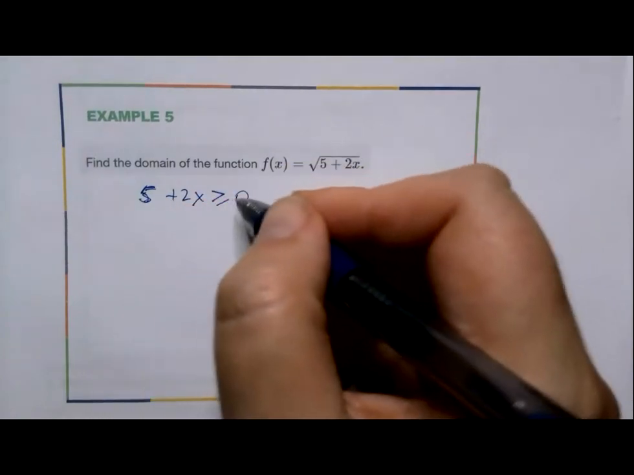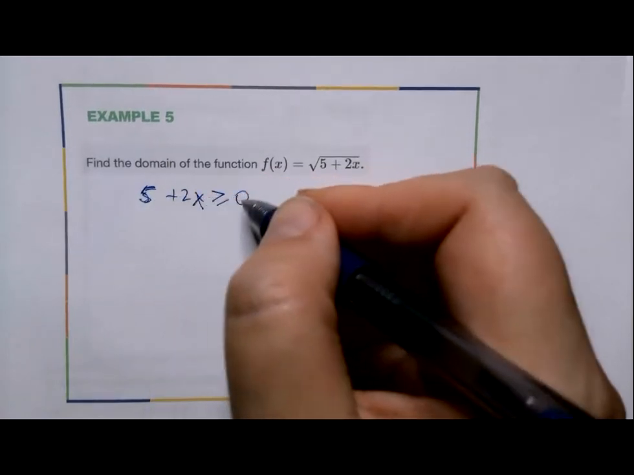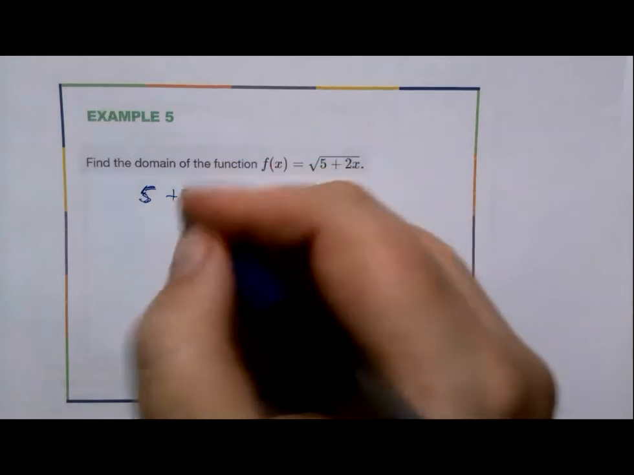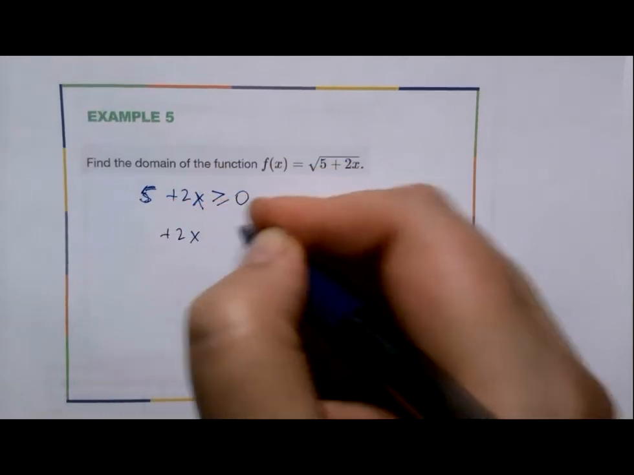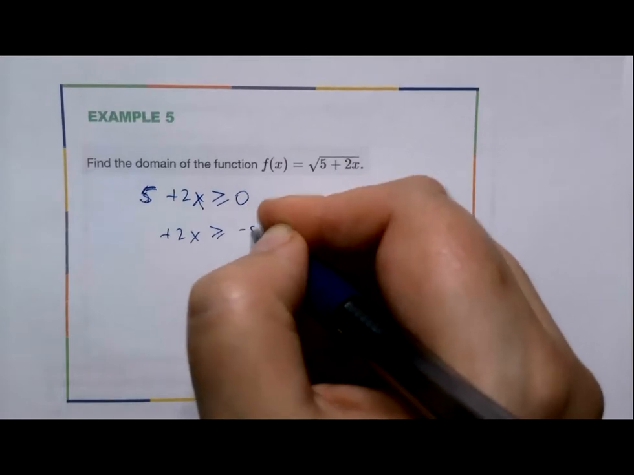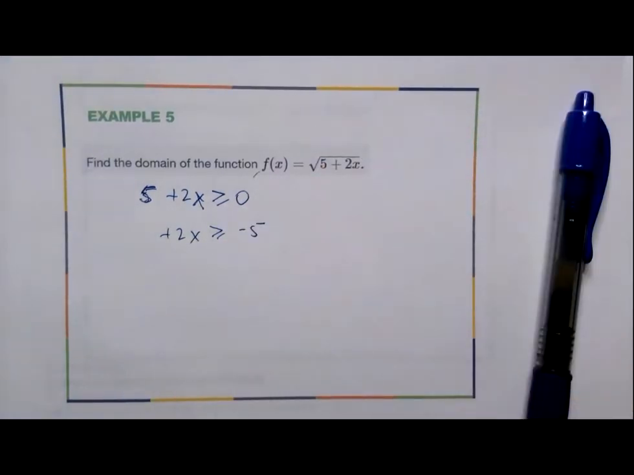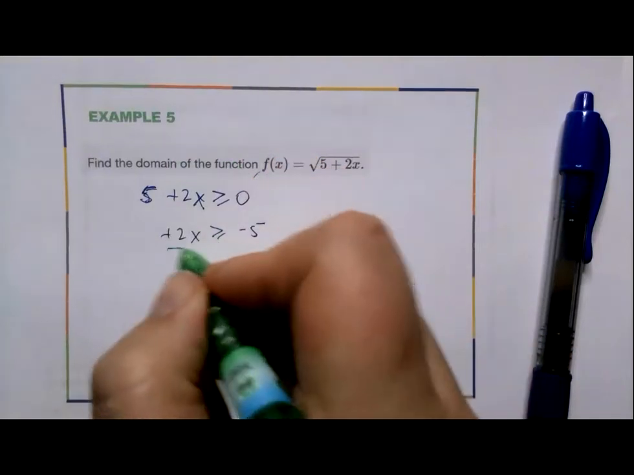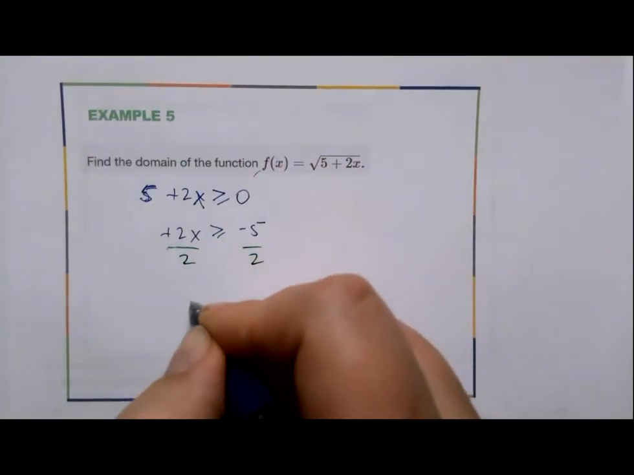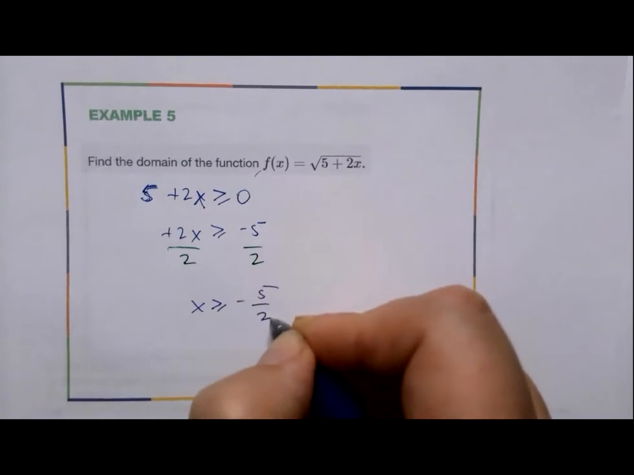So for which x values is 5 plus 2x greater than or equal to 0? Let's go ahead and solve it. Subtract 5 on both sides. We have 2x is greater than or equal to -5, and then divide both sides by 2 will give us x is greater than or equal to -5/2.